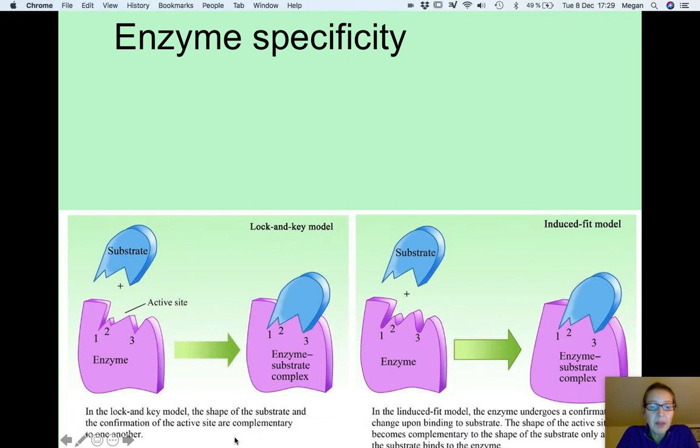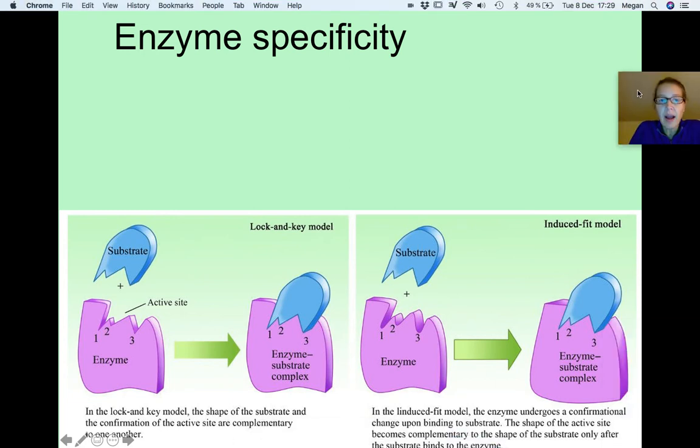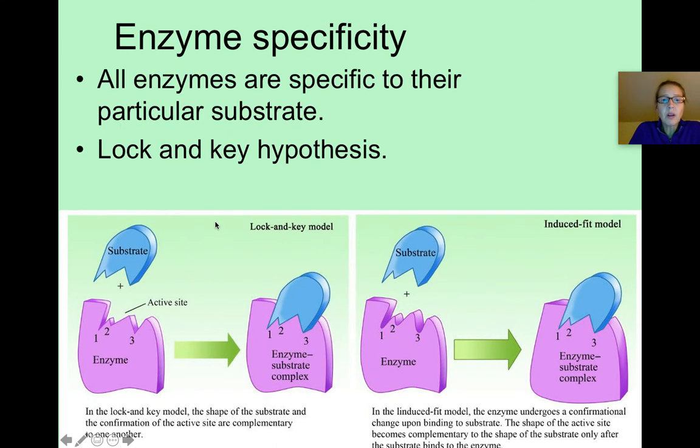Now, there are two ideas about how enzymes work. There's the lock and key model. The lock and key hypothesis was kind of the original hypothesis about how enzymes worked, and that's that the shape of the substrate was a perfect shape for the active site, and they're complementary to each other. So once the substrate's in there, it kind of clicks in like a lock and key, and then the enzyme can transform it into the products.